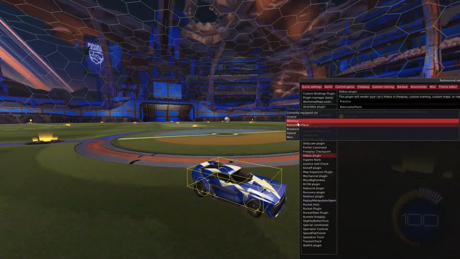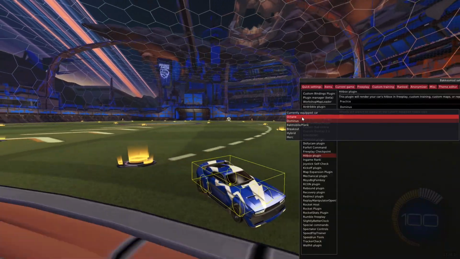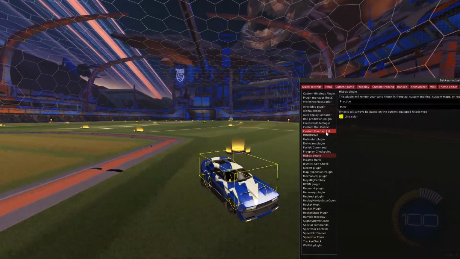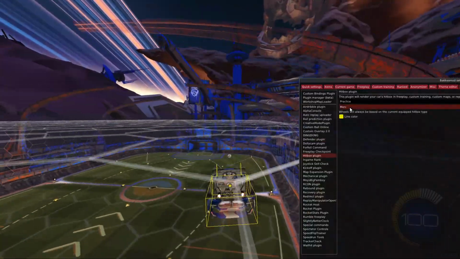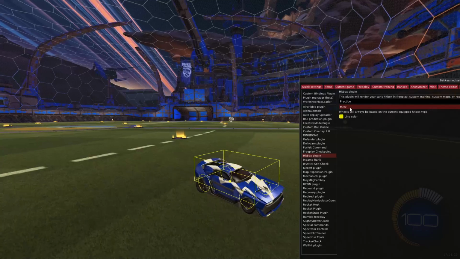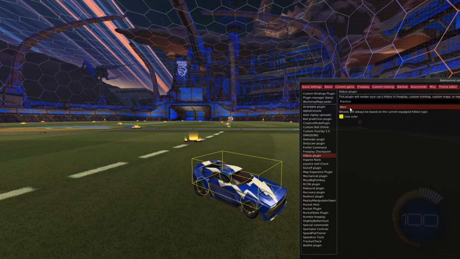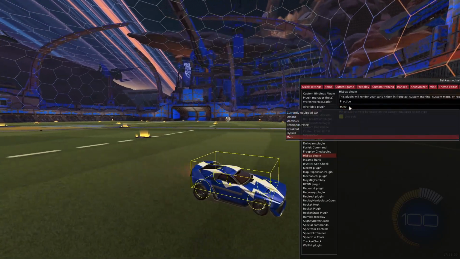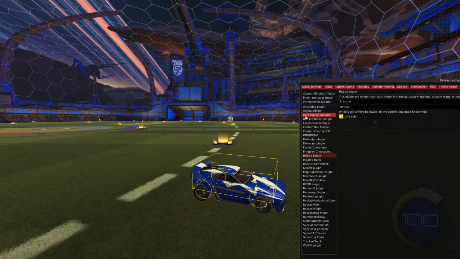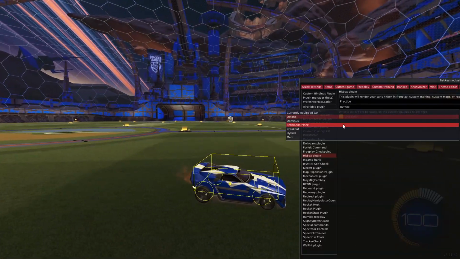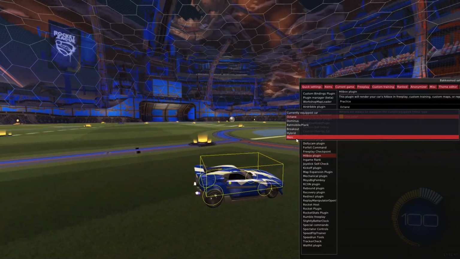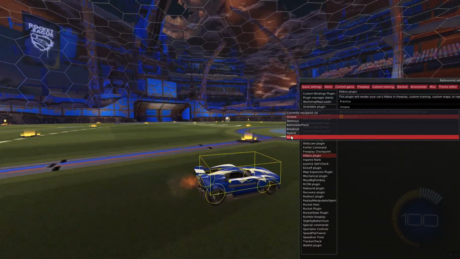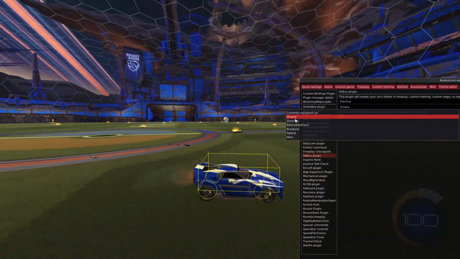Fourth best car for air dribbling, Dominus. Fifth best, Octane. And last, Merc. Now there's one thing I also want to say. You can air dribble in any car. You can be good with air dribbling in any car. The only car that is significantly bad is the Merc. Other than the Merc, you can use the Octane and be good at air dribbling. You can get really good at air dribbling with Octane. You can get really good in Dominus, Batmobile, Hybrid, and of course Breakout. You can get really good in the Merc, but the Merc is a lot worse than the Octane. Octane is a perfectly fine car to air dribble, but Merc is not.